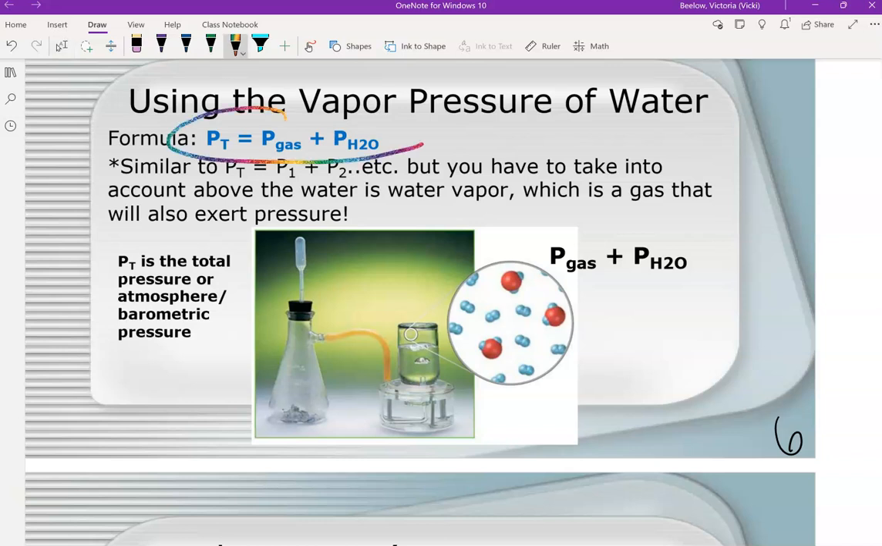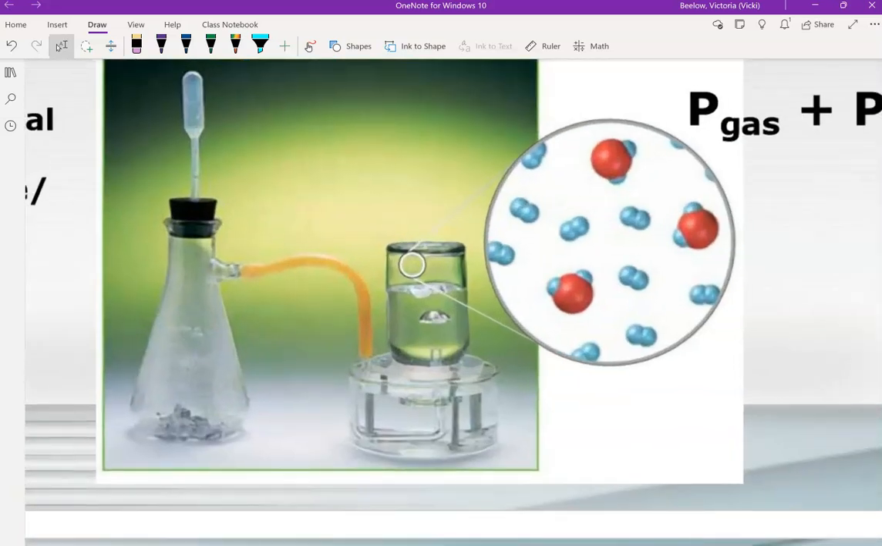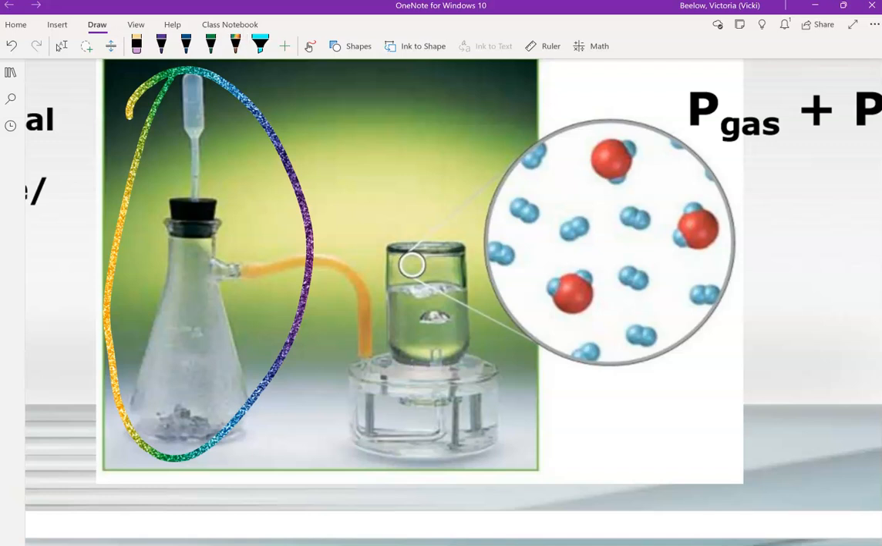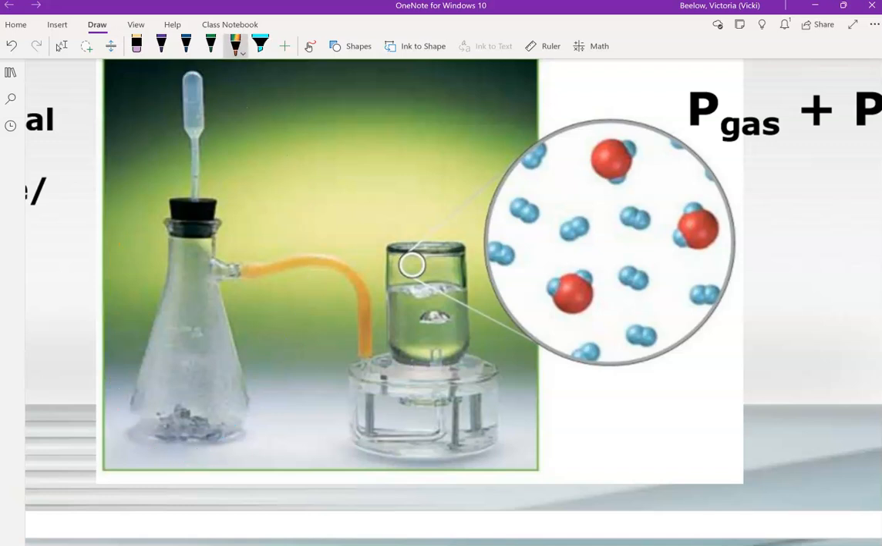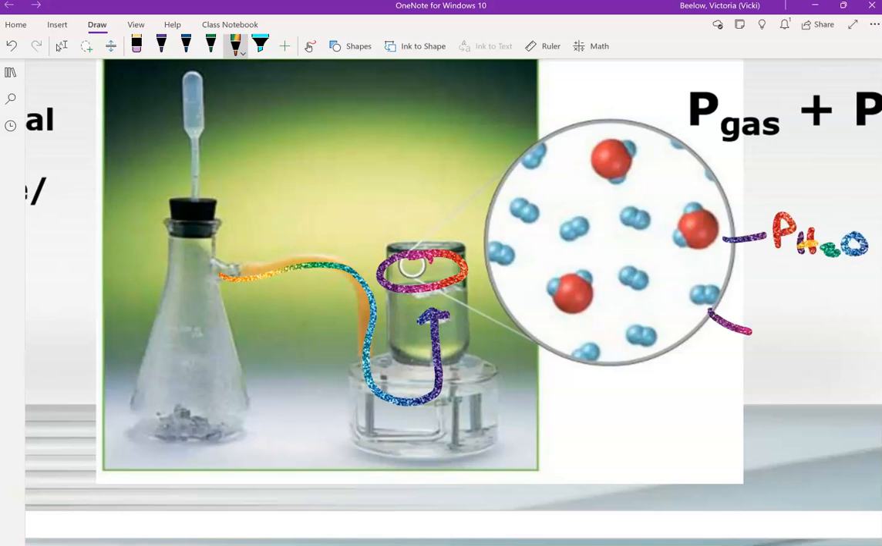So here's the formula. You're going to use this formula if a question is asking about a gas collected over water. So again, it's similar to this, except we're collecting over water. And it can also look like this as well, where there's a reaction going on in here that's producing a gas. And that gas is going into this, and it's displacing the water. So in this space, you have the water vapor, and then you also have your gas.